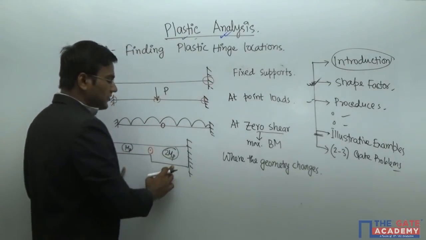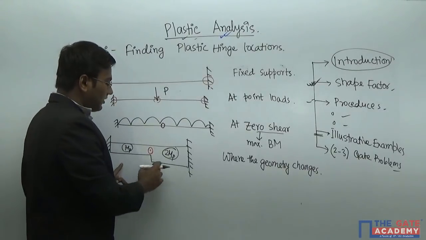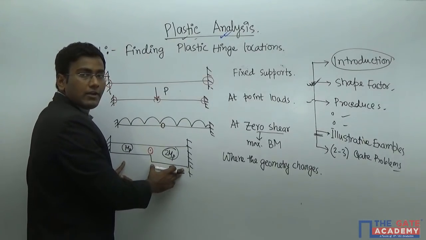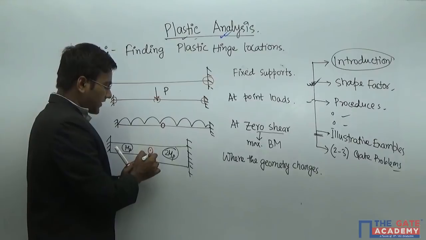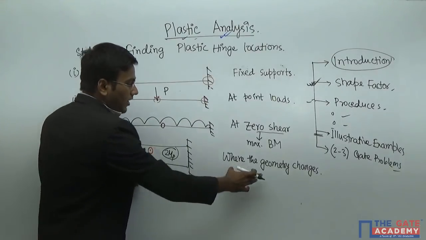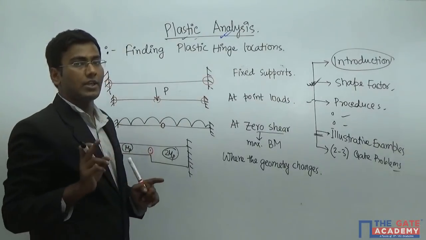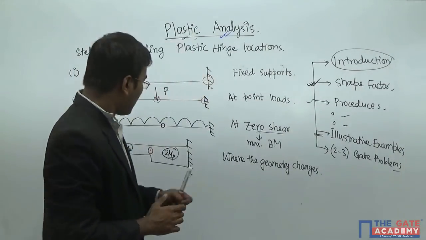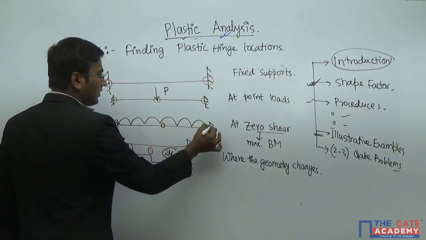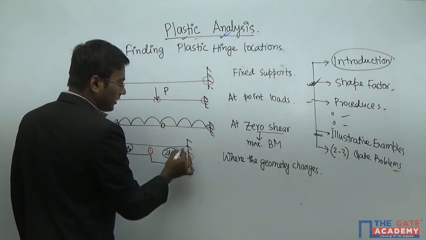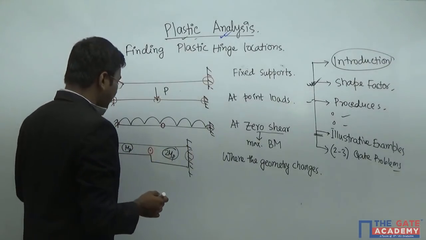So different geometry, same member with different moment carrying capacity. Now the section changes here. So where the geometry changes, in this portion a plastic hinge will form, right? And similarly here the plastic hinge will remain like this. So this is our case 4.